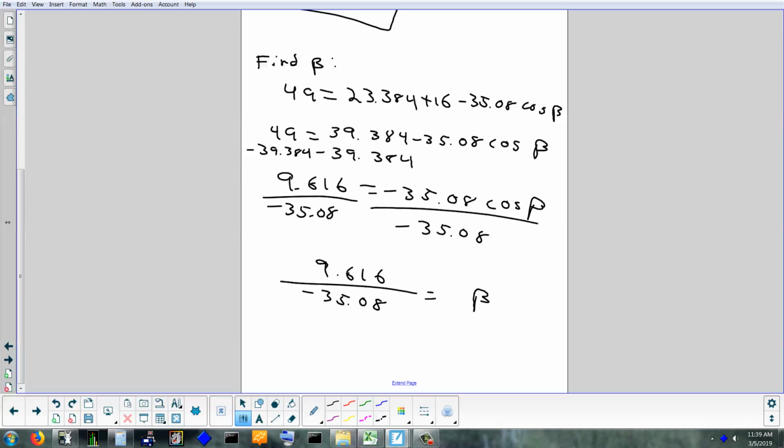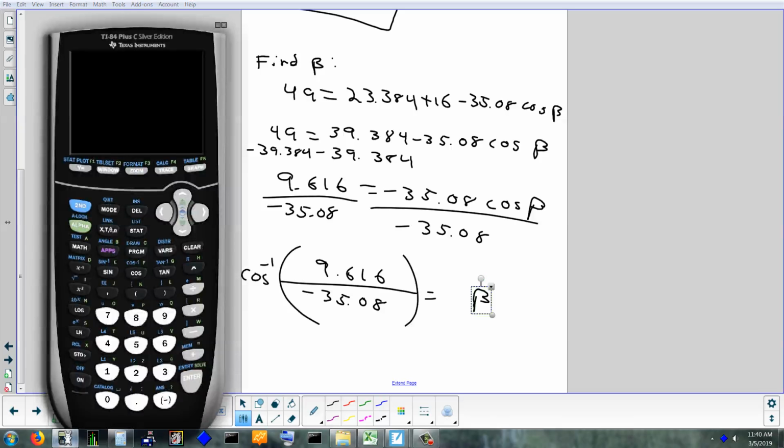Now, I want to get rid of cosine at the same time. So normally I would write cosine beta. But how would I get rid of cosine beta just so I don't have to rewrite the whole equation another time? Yep. Inverse cosine. So what we did at that step is we divided by negative 35, and then we did inverse cosine. And that's going to be our answer.